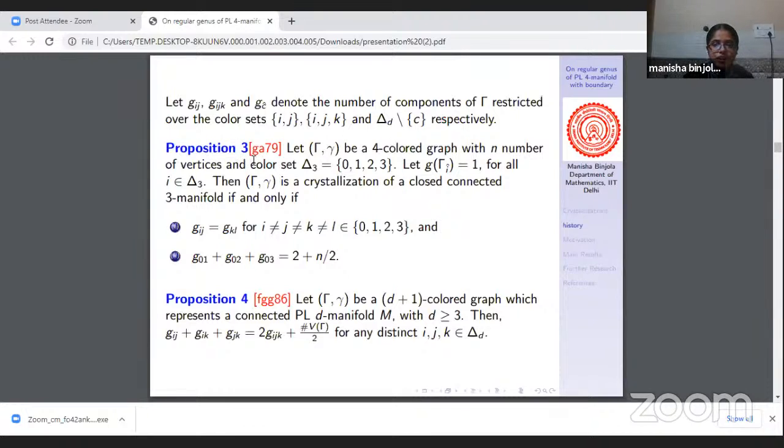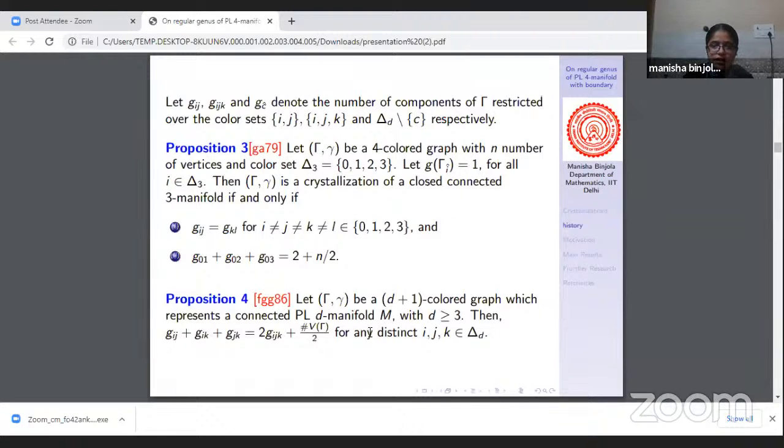Now, Proposition 3 states: suppose we have a 4-colored graph with colors 0, 1, 2, 3, and we have the condition that G of gamma i hat equals 1. That is, we have exactly one vertex of each color 0, 1, 2, 3 in the corresponding simplicial cell complex. Then gamma is a crystallization of some closed 3-manifold if and only if these two conditions are satisfied.